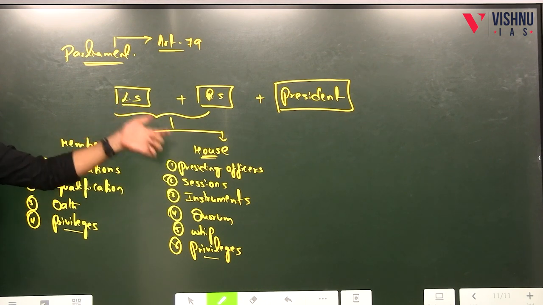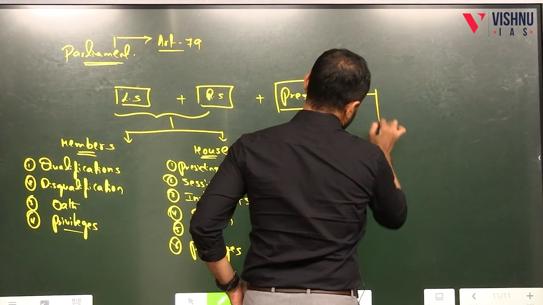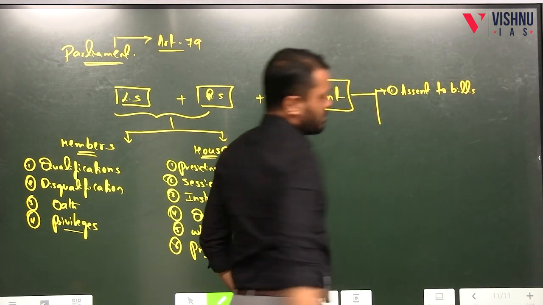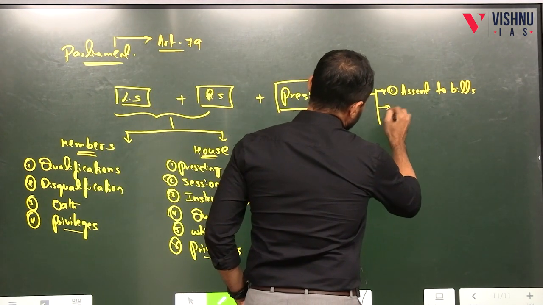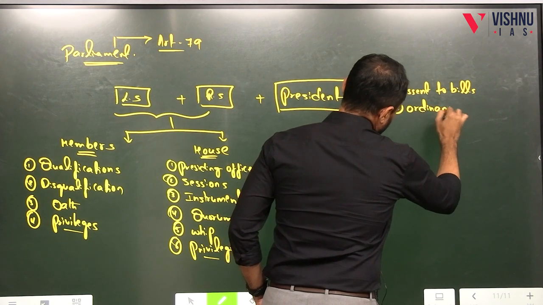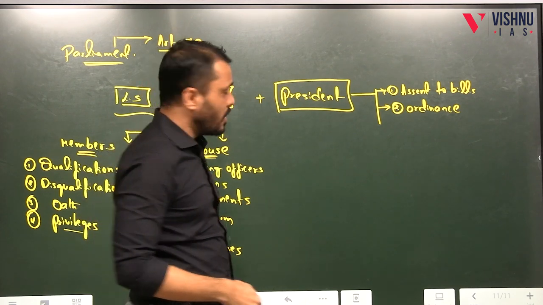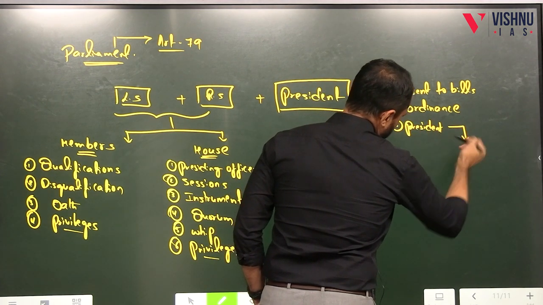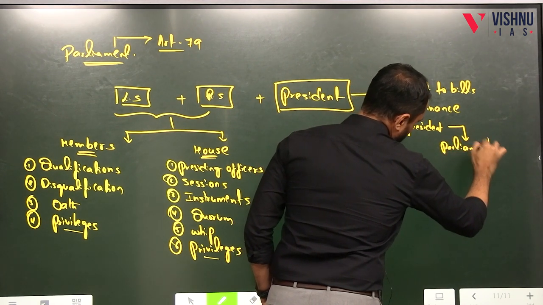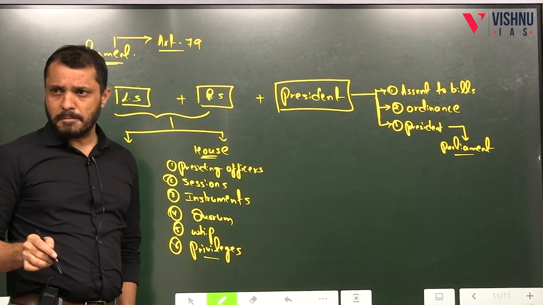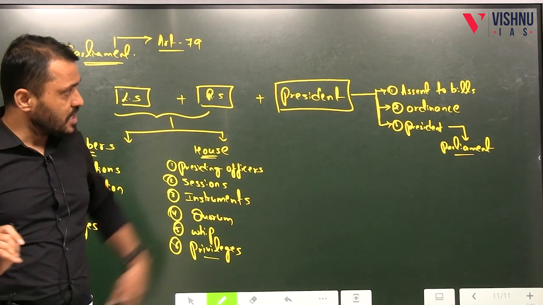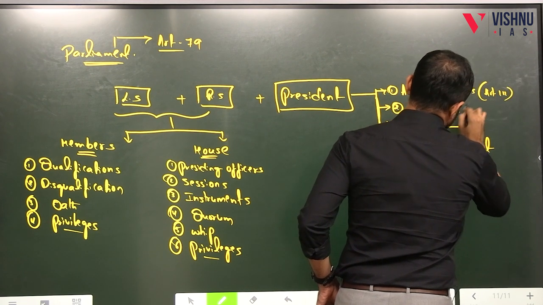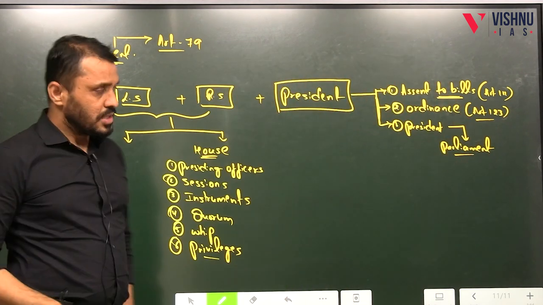Then in Parliament, we will also discuss the President. With respect to the President, we'll discuss the President's assent to bills, that is, the President accepting the bills. We'll also discuss ordinance, in which condition the President will issue an ordinance. And we'll discuss the President's powers related to Parliament, for example, the President summoning the house or addressing both the houses together. Assent to bills is covered by Article 111. Ordinance is covered under Article 123. So these areas we will focus on.